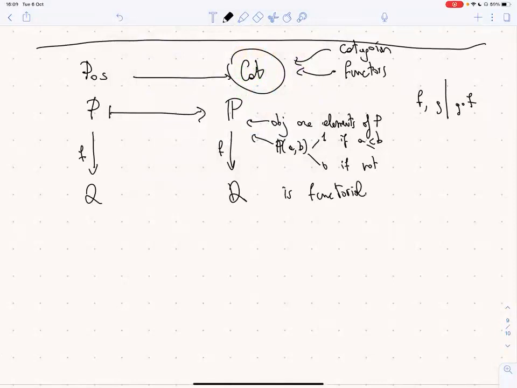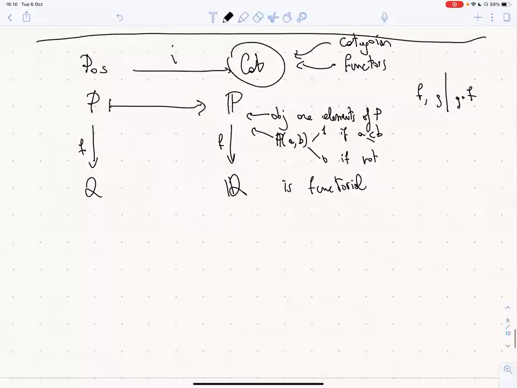In fact, what you can check, even though I will not do it, you can do it as an exercise, is that every functor between these two categories is precisely induced by a monotone function. So I will call this functor I.